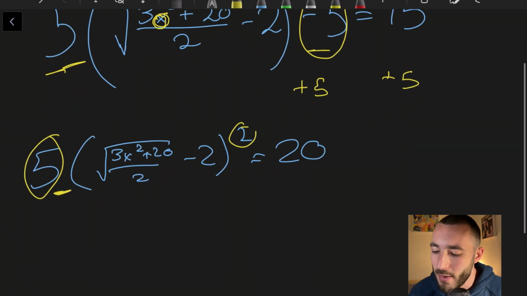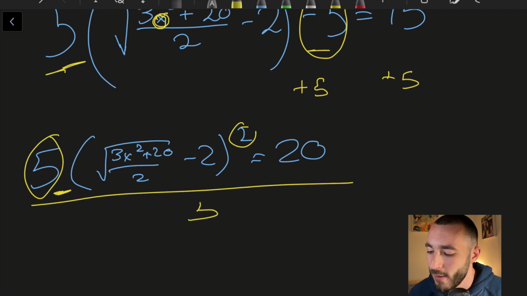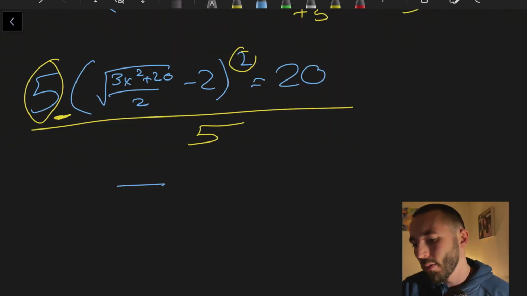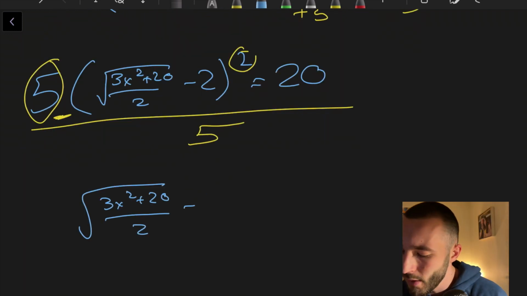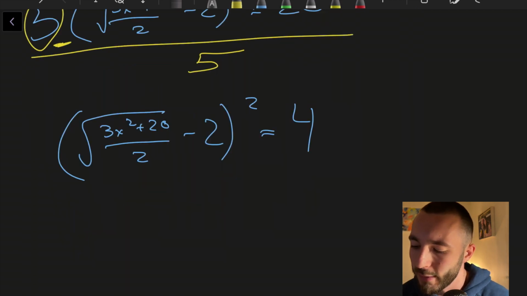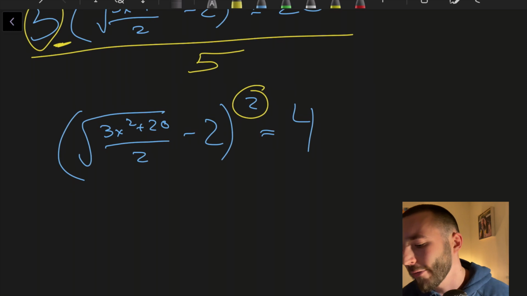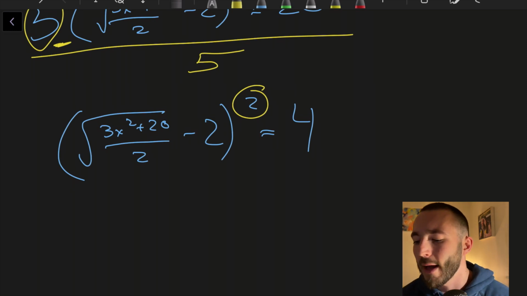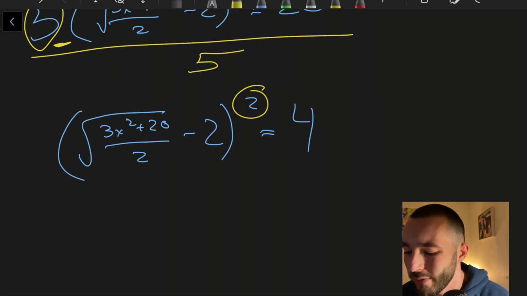So we're going to divide by 5. That's how we undo this multiplication. We're going to divide everything by 5. So this takes us here. What is the next farthest thing away from x? That would be the 2. Exponent. Okay, we're squaring. How do we undo squaring? We take the square root.